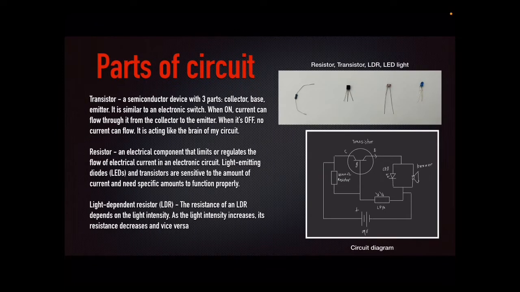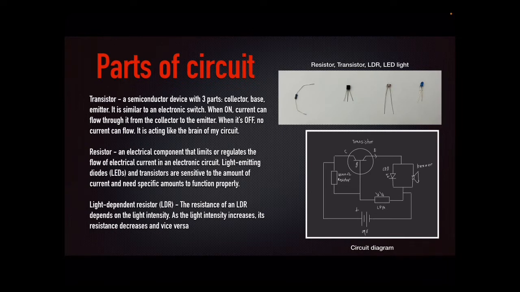Transistor, a semiconductor device with 3 parts, collector, base, and emitter. It is similar to an electronic switch. When on, current can flow through it from the collector to the emitter. When it's off, no current can flow. It is acting like the brain of my circuit. Resistor, an electrical component that limits or regulates the flow of electrical current in a circuit. Light-emitting diodes and transistors are sensitive to the amount of current and need specific amounts to function properly, which is why I'm using the resistor.